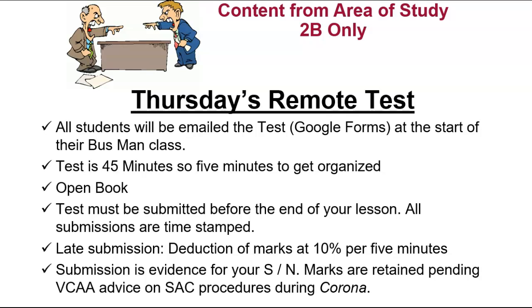Right, so let's get to Thursday's remote test and how it's going to look. All students will be emailed the test as a Google Form at the start of their BizMan class. The test is 45 minutes, so you're given 5 minutes to get organised, given we're running 50-minute classes at the moment. It's open book, so have all your books ready as a resource to go to during the test.